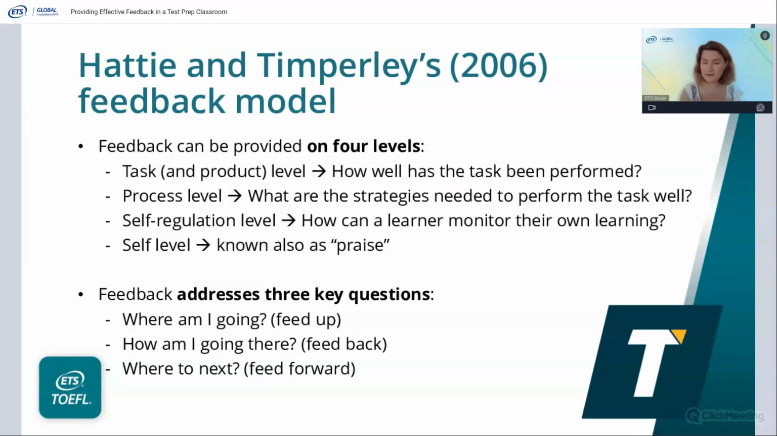How am I going there? So this is again to provide feedback to the learning process. And where to next? Feed forward. So what is the next step after I have completed the particular task?